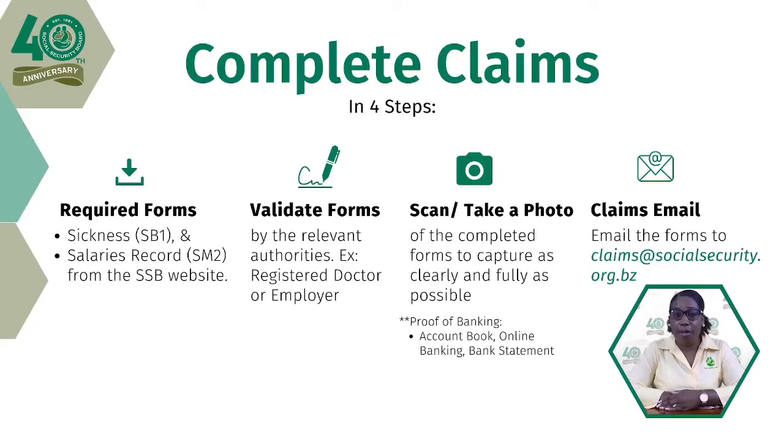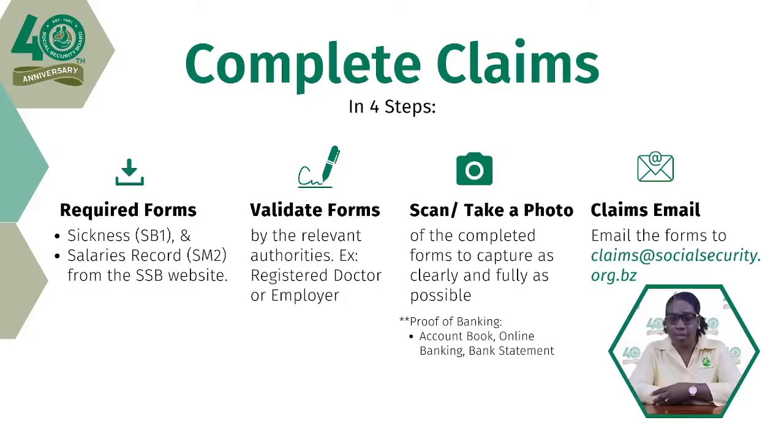So we've talked about the qualifying conditions. So what I'm now going to give you are 4 steps that you can follow to ensure that you are submitting a complete claim. The first being that you must download the forms from the Social Security website. The forms I'm referring to are the sickness benefit form, also known as an SB1 form, the salaries record form, also known as an SM2.